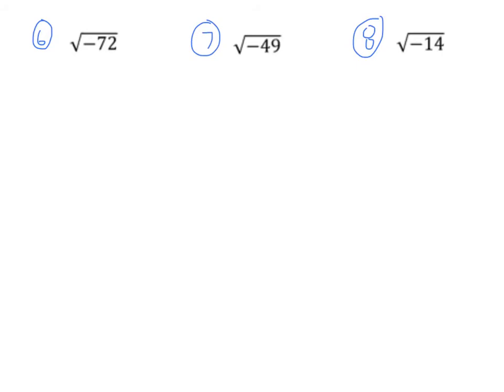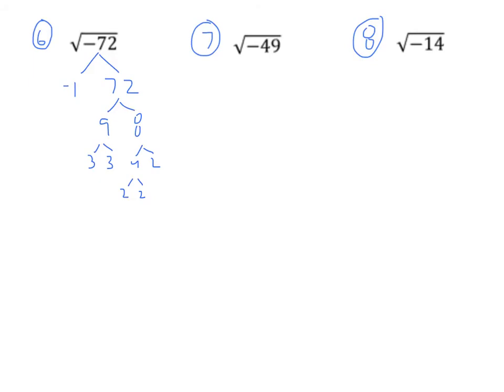All right, let's see if you got them. So I'm just going to run through these real fast. Right? So check your work. So this is, if we factor this, this is negative 1 times 72. 72 is 9 times 8. This is 3 times 3. This is 4 times 2. This is 2 times 2.